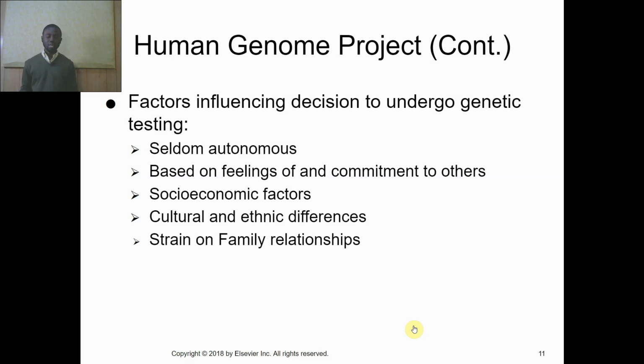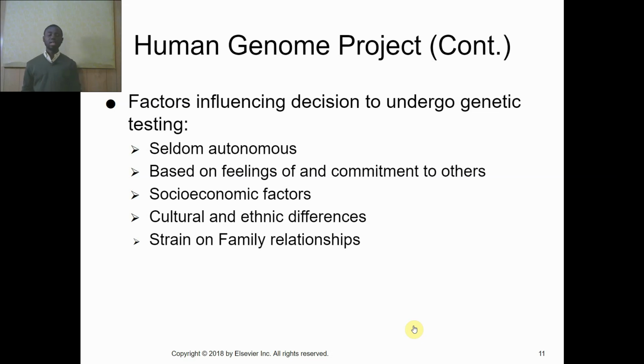Like my parents may be feeling bad because they think they are predisposing me to a genetic condition, and that might coerce them to go for testing, as a result of their commitment to me or to my other siblings. There are also socioeconomic factors. Many people cannot afford to do genetic testing because it's still very expensive, and as such, there will be inadequate sharing of the resources that we have with regard to genetics.